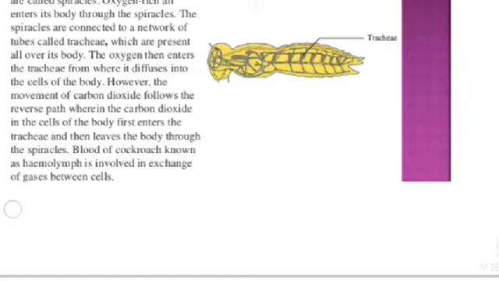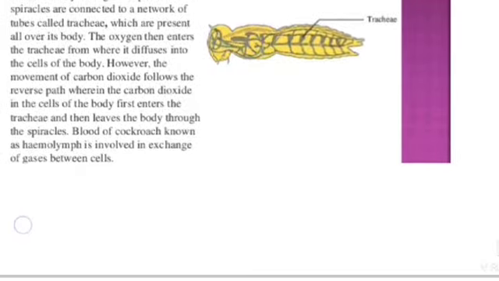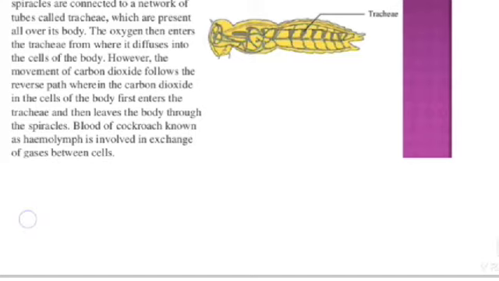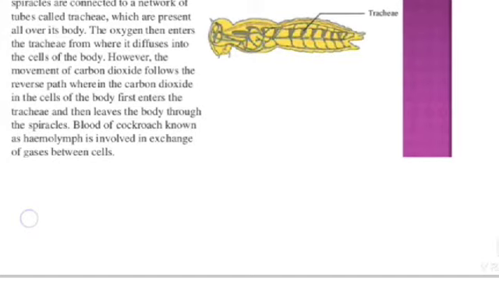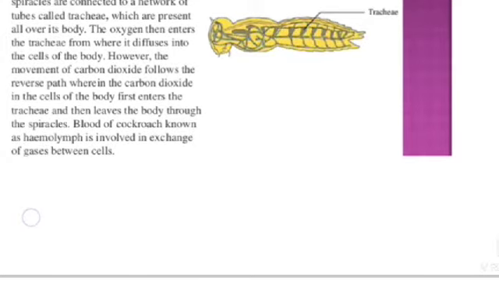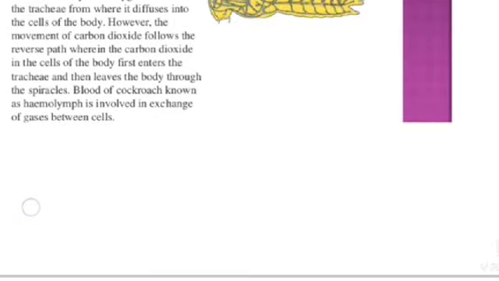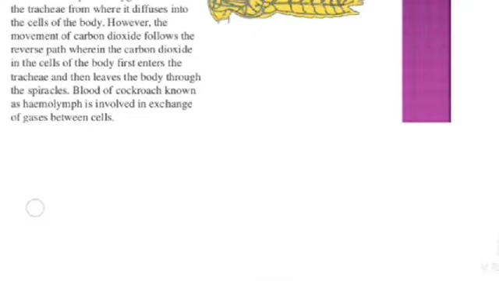However, the movement of carbon dioxide follows the reverse path, wherein the carbon dioxide in the cells of the body first enters the trachea and then leaves the body through the spiracles. The blood of the cockroach, known as hemolymph, is involved in the exchange of gases between cells.